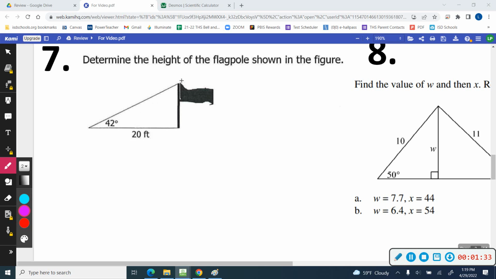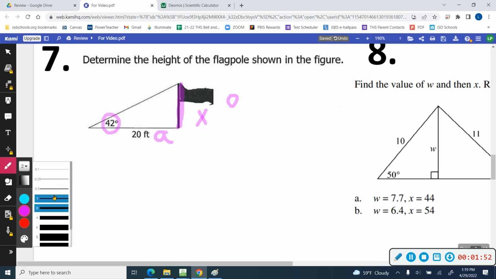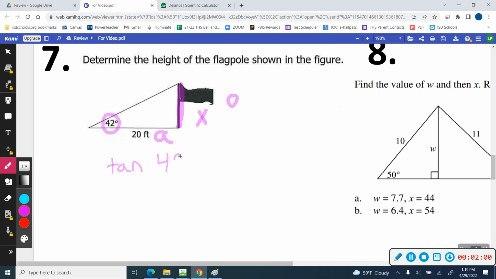Now we are going to determine the height of the flagpole. So here's the flagpole. We're trying to find the height of that. So let that be x. And this is our angle. So this is going to be our opposite. This is going to be our adjacent. The trig function that uses opposite and adjacent is tan. So the tan of 42 equals opposite over adjacent. That would be x over 20.